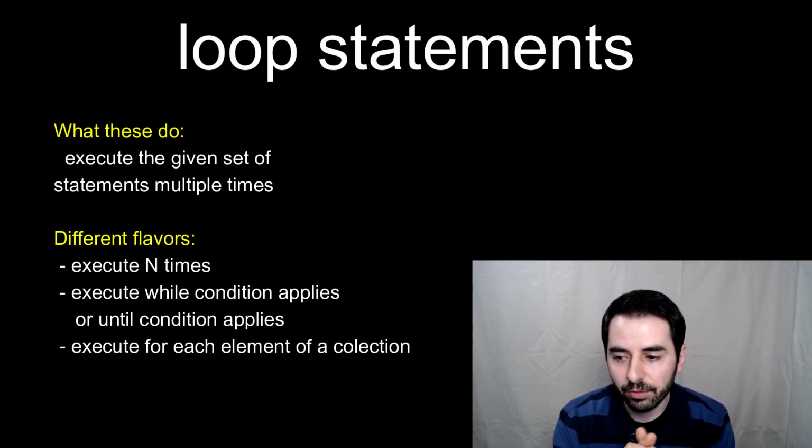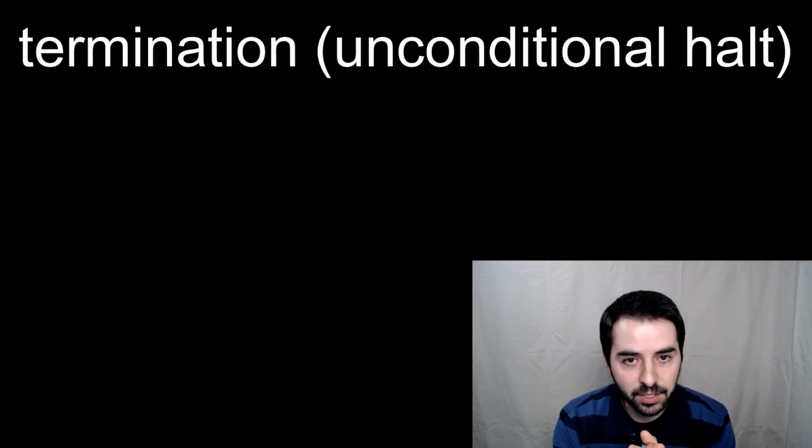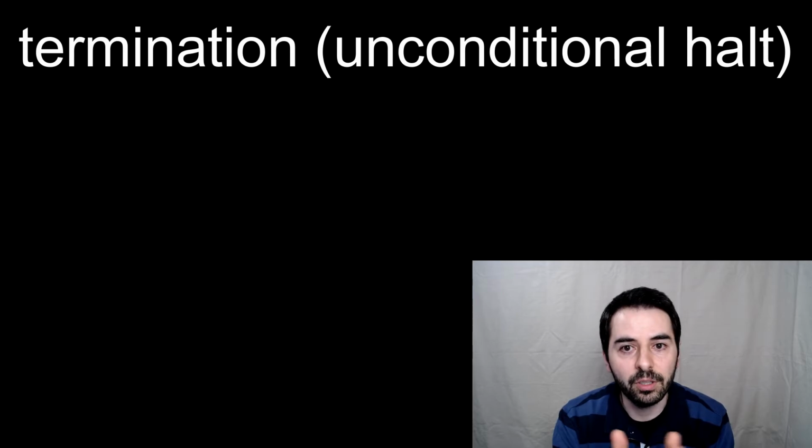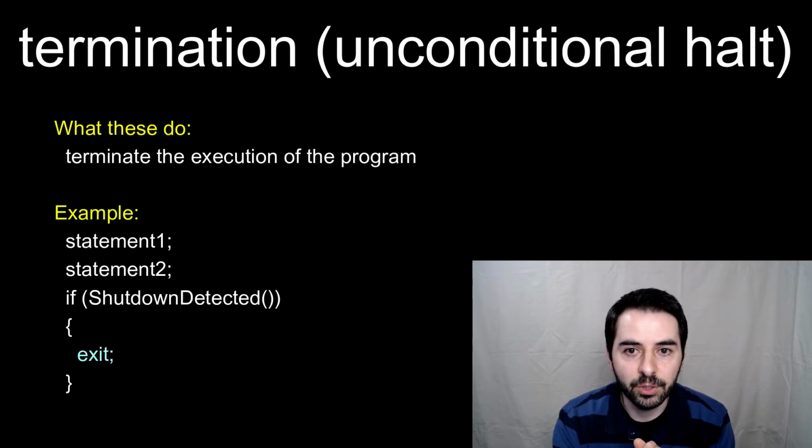So these are three different types, the common ones, and we'll get to loops in a separate video. And then the next category of statements is the termination or exit or unconditional halt. So it's basically a single keyword which terminates the program.